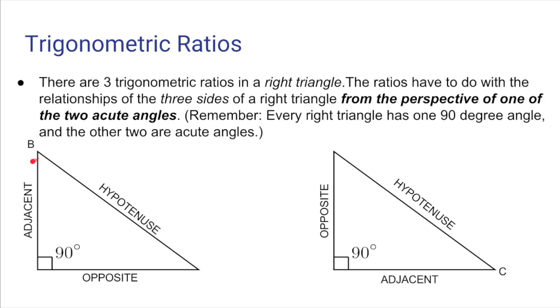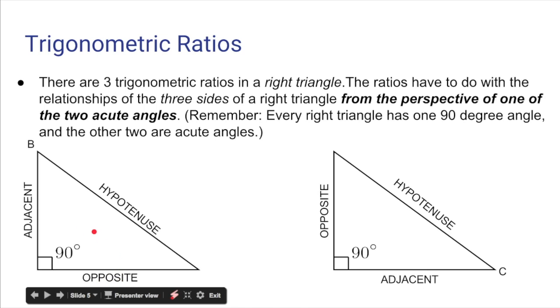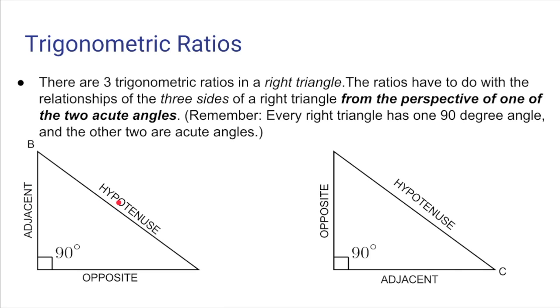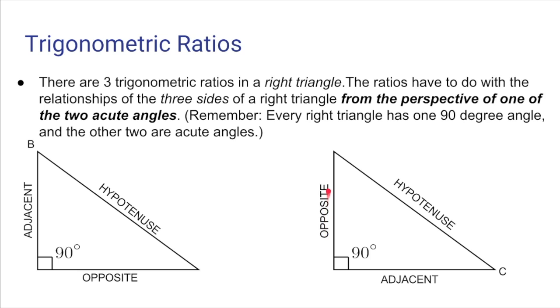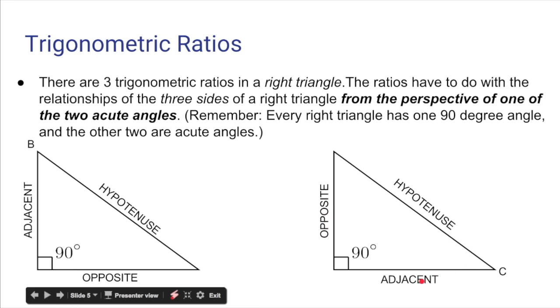So from the perspective of this angle B, the side opposite angle B, we call that the opposite side. The side next to angle B, we call that adjacent. And then the side opposite the right angle, we always call that hypotenuse. The hypotenuse always stays the same because it's always the side opposite the 90-degree angle. See here, from the perspective of angle C, the hypotenuse stays the same. But the opposite side is this side now because it's opposite angle C, and this side is adjacent. When we think of adjacent, think of next to.